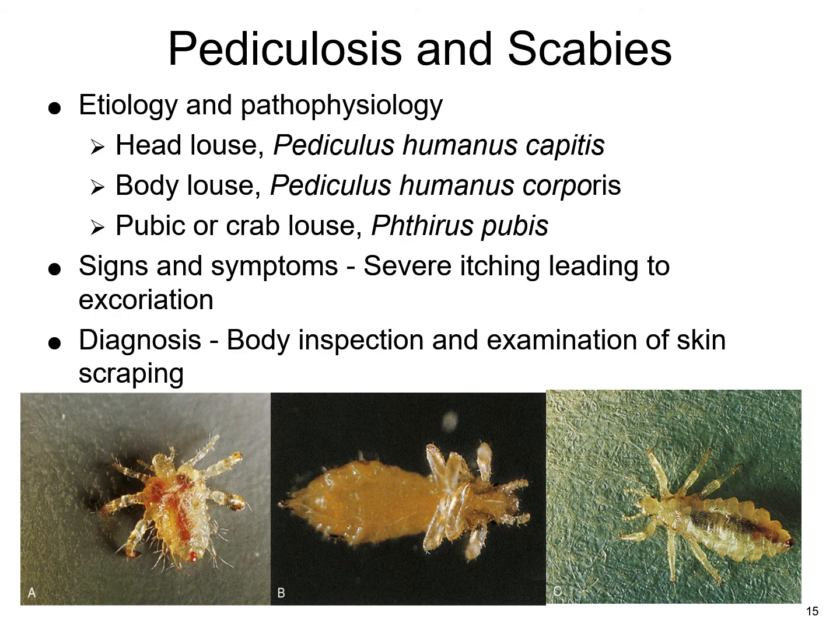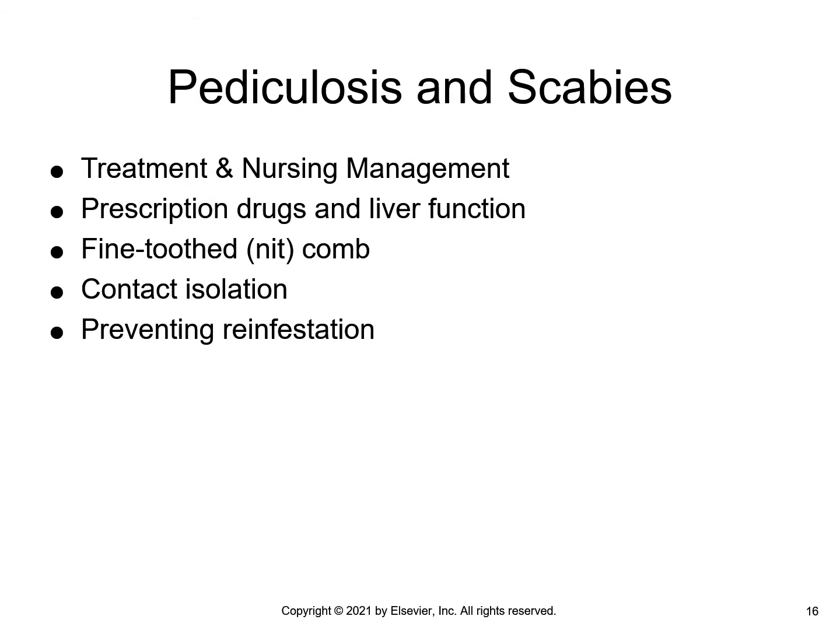Lice eggs, known as nits, are deposited at the base of hair shafts and can be seen on close inspection. Scabies causes curved or linear white or erythematous ridges in the skin that are easily visible. Drugs most commonly used and considered effective against lice and scabies are permethrin, pyrethrins, and malathion. Some of these are available over the counter.